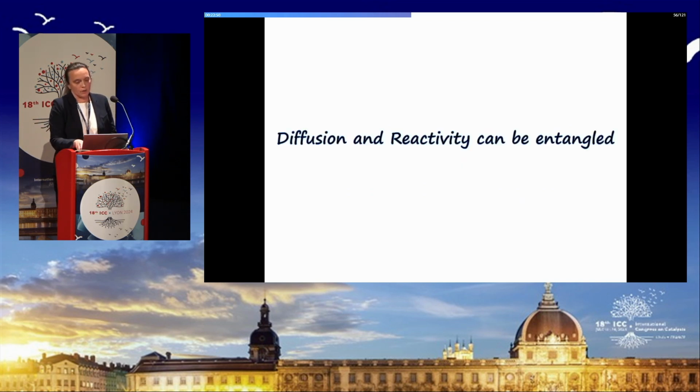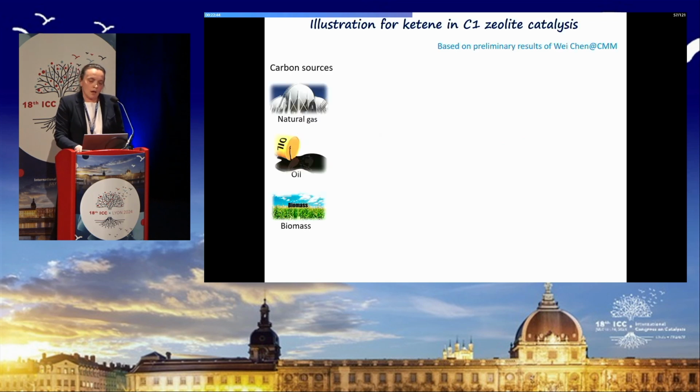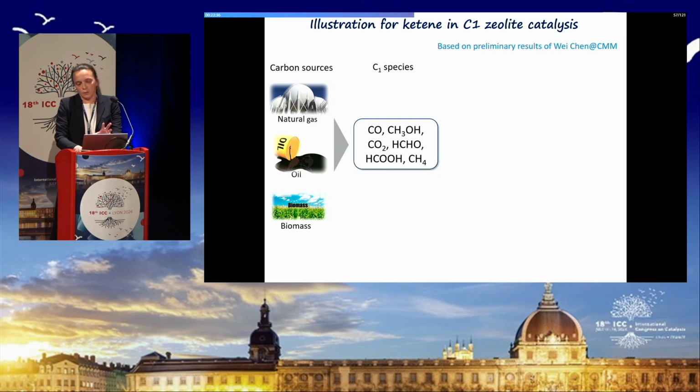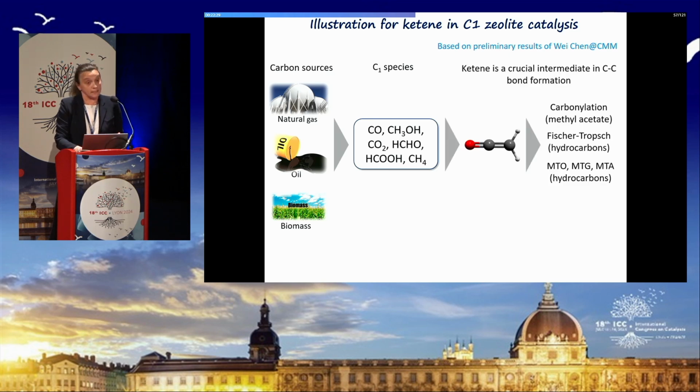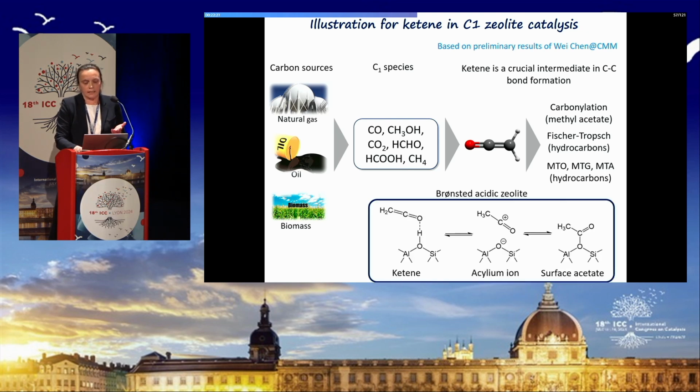Last learning before going on is that diffusion and reactivity can also be entangled. To illustrate that, I want to show you some preliminary results of one of my postdocs, in the field of C1 chemistry. So we all know that important C1 species are shown here, and then they can convert to ketene. Ketene is a very important intermediate in all of these MTO, CO2 to hydrocarbon processes. And ketene can react to species like this, acylium ion, surface acetate, and so on and so forth.